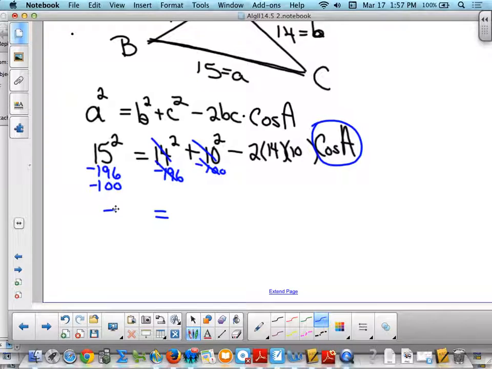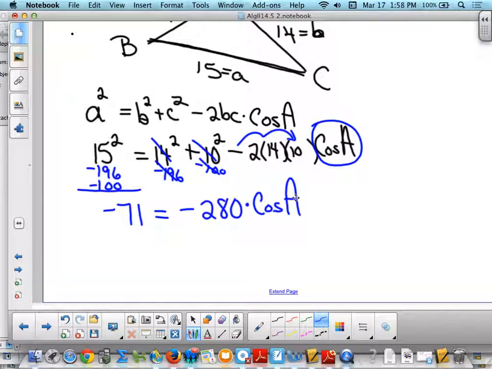Okay, no, I got lost because I said, what's this? Oh, my bad. Is it negative 71? Okay, this is 0, this is 0. This times this is what? Negative 2 times 14 is negative 280. 280 times what? Cosine of what? Angle A.